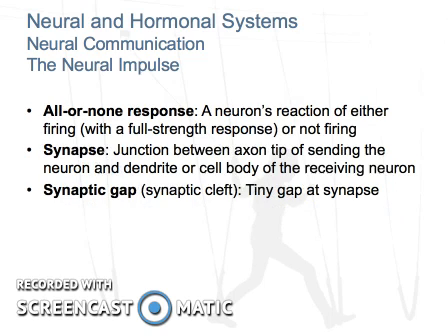When a neuron fires, it has an all or none response. So that means it either fires or it doesn't. There is no weak action potential or strong action potential. It either happens or it doesn't. So for example, let's say you get a slap on the back and then you also get a pat.